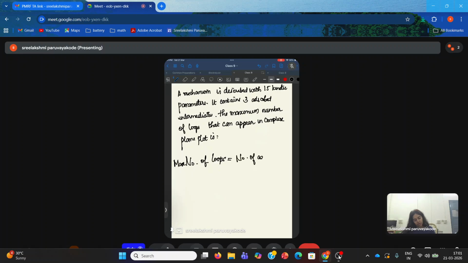Number of adsorbed intermediates plus one loop from the double layer capacitance. Right? So here they have already mentioned the number of adsorbed intermediates is 3. So it becomes 3 plus 1 equal to 4. Okay, so 4 is the answer.